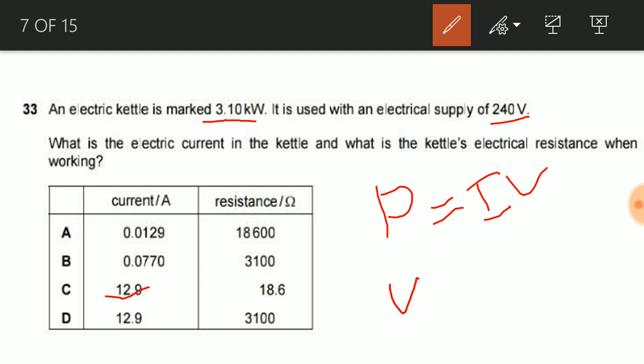Now we know that V is equal to IR. Our V is already there, and we got our I. Now on solving this, we will get R as 18.6. Then our correct answer will be option choice C. Option choice C is the correct answer for question number 33.